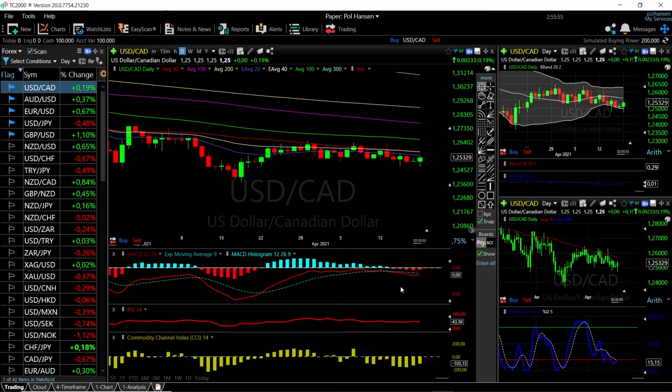We're still in negative territory here in the MACD, and it's underneath the signal line. RSI is negative, CCI is bearish, and so is the stochastic. We are approaching the middle of the Bollinger Band, and that should be significant resistance.